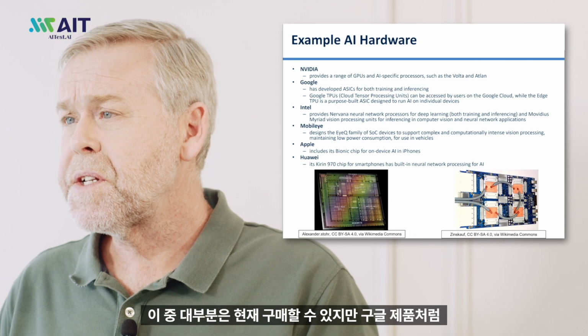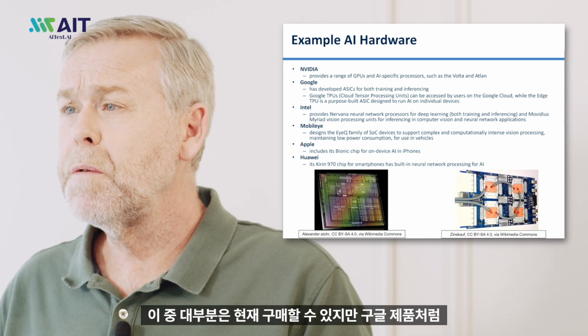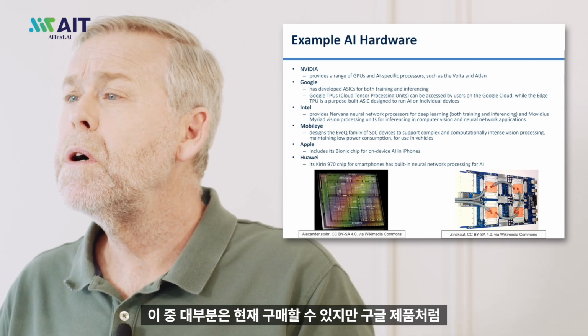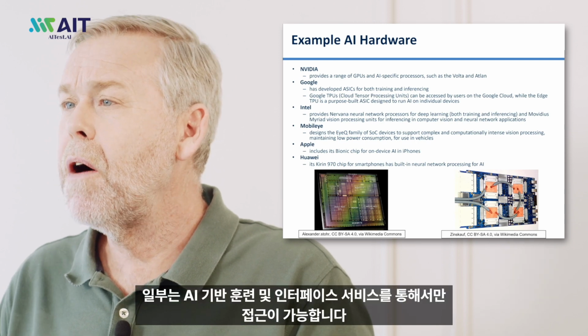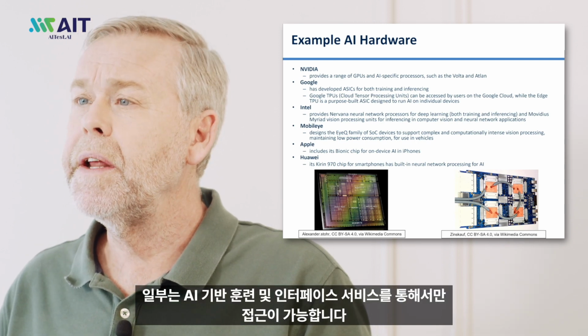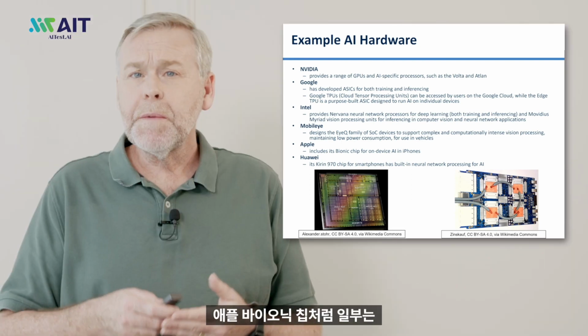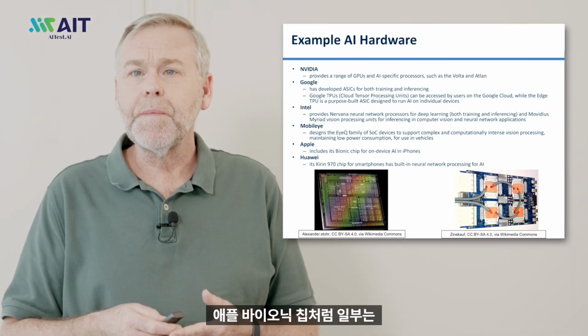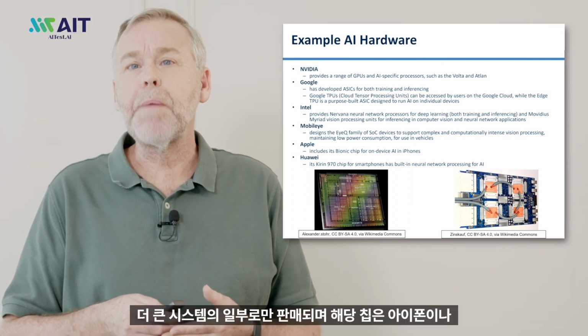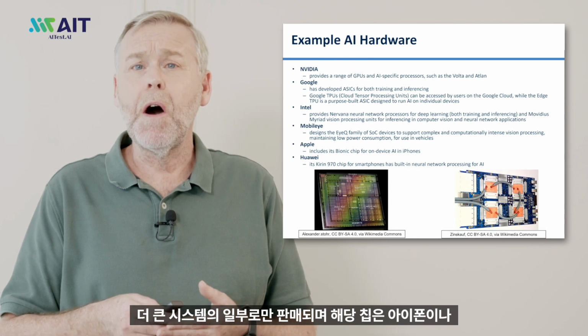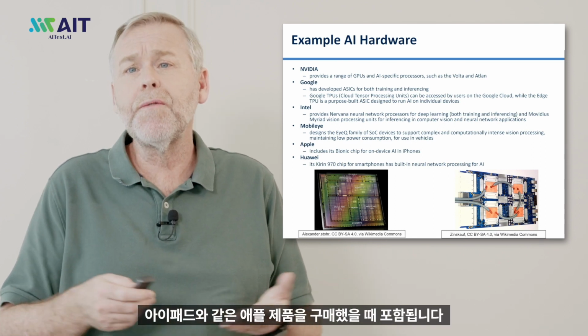Most of these processors are available to buy, although some, such as those from Google, are only accessible as part of an AI-based service for training or inferencing. Some are sold as part of a larger system, such as is the case with the Apple Bionic chips, which come as part of the Apple product, such as an iPhone or iPad.